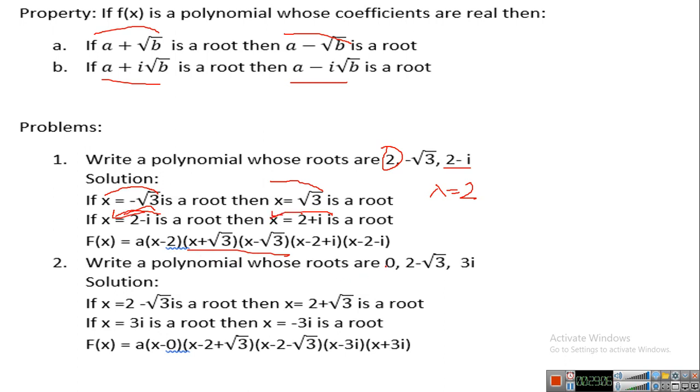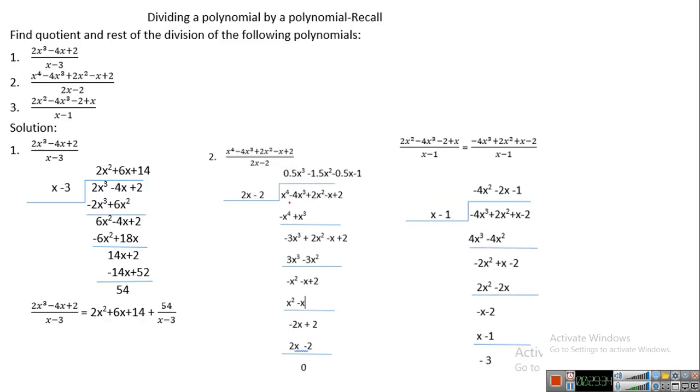Same here: if you have x is 0, then x minus 0 is a root. If you have 2 minus radical 3, you have the conjugate also, 2 plus radical 3. So if you bring it to that side, it will be x minus 2 plus radical 3 and x minus 2 minus radical 3. If you have 3i, the conjugate is minus 3i. You're going to get x minus 3i into x plus 3i. So here we are writing a polynomial whose roots are these.